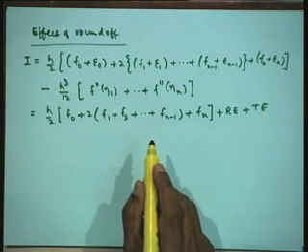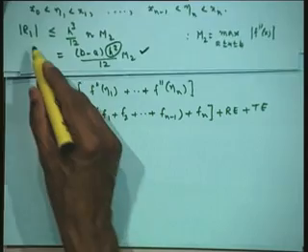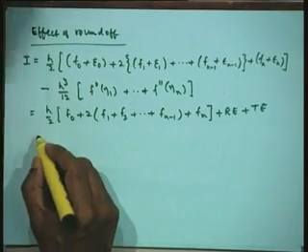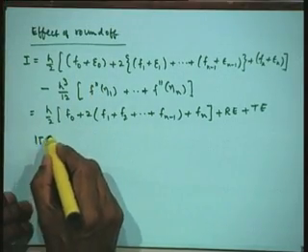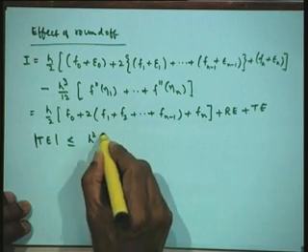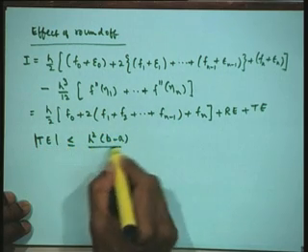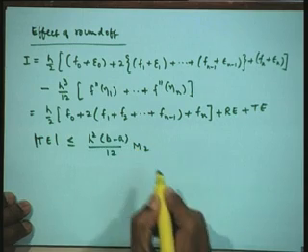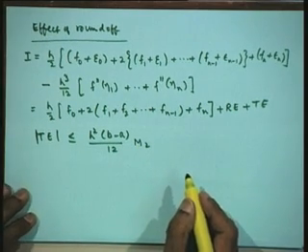Now we have already derived the truncation error, so the truncation error bound is here. The magnitude of the truncation error is less than or equal to h square times b minus a by 12 times M2. This is the bound for the truncation error.